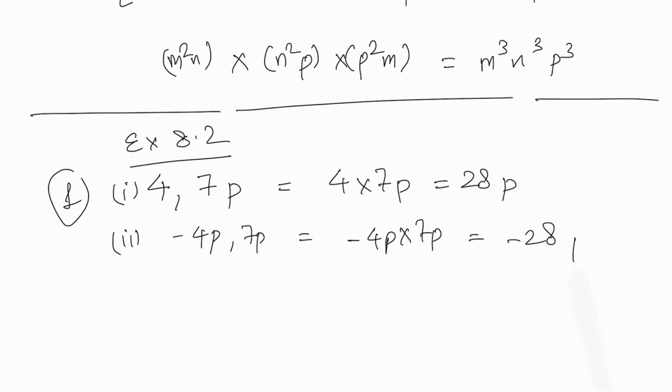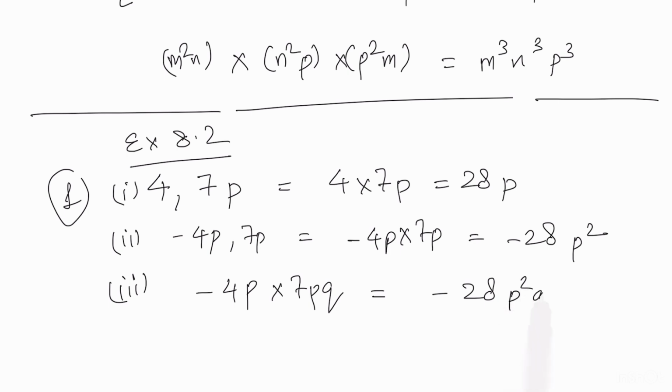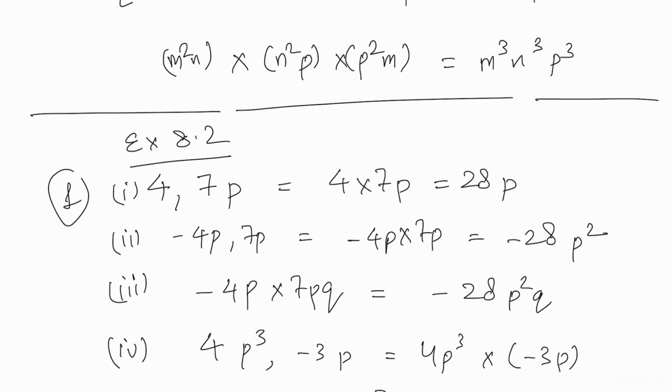Minus 28 and p into p is p square. Third one, 4p into 7p cube, which is minus 28p square cube. p into p, that is 2p. But p square, sorry. And then it's multiplied. If it is added, then it will be 2p. Okay. Again, it's very easy. Please, just the sign has to be taken care of since it's a minus. It will be minus 12 and p raised to power 4.